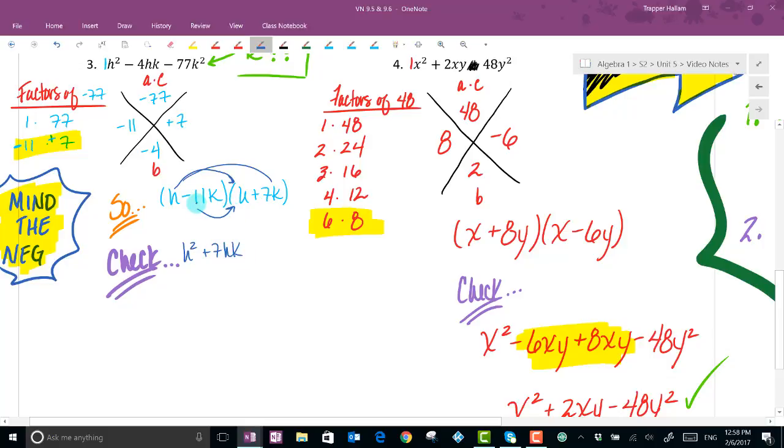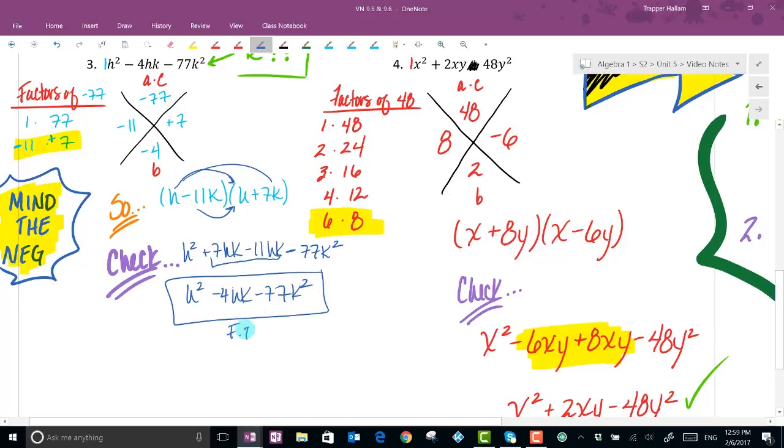Now I'm going to do the -11, -11hk. And I like to put them in the same order. I always like to do the alphabet down the list here, so I always put h before k. And then I'm going to take -11k times 7k, which is going to give me -77k squared. These are like terms. We're going to go ahead and combine them. It's going to give me -4hk minus 77k squared. And then that is your factored form.